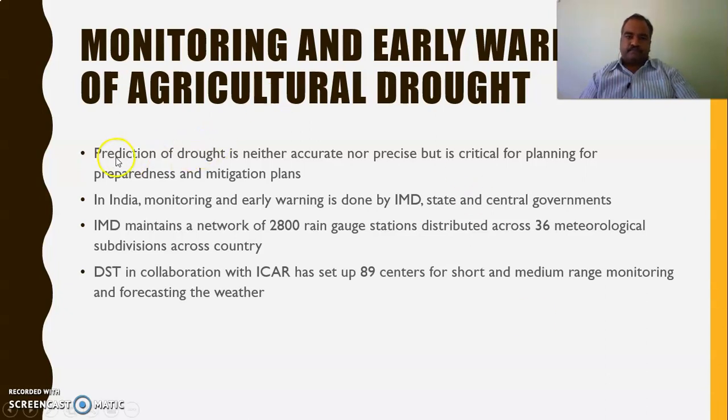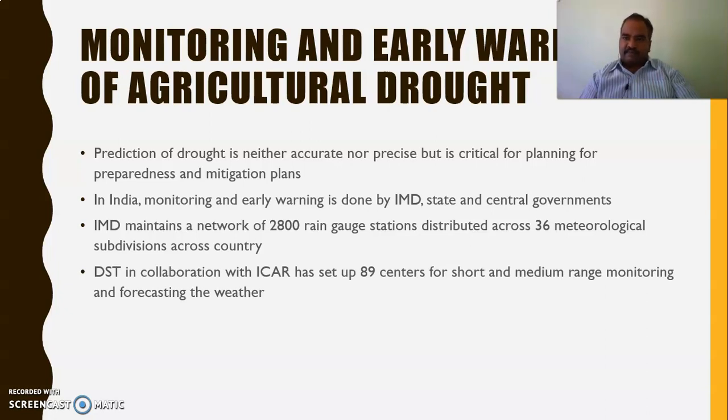See, prediction of drought is neither accurate nor precise, but it is critical for planning for preparedness and also mitigation plans. As discussed earlier in the last video lecture itself, we cannot accurately, precisely estimate the onset of agricultural drought, but we need to plan for that with some preparedness and mitigation plans. If we want to have them, we need to plan accordingly.